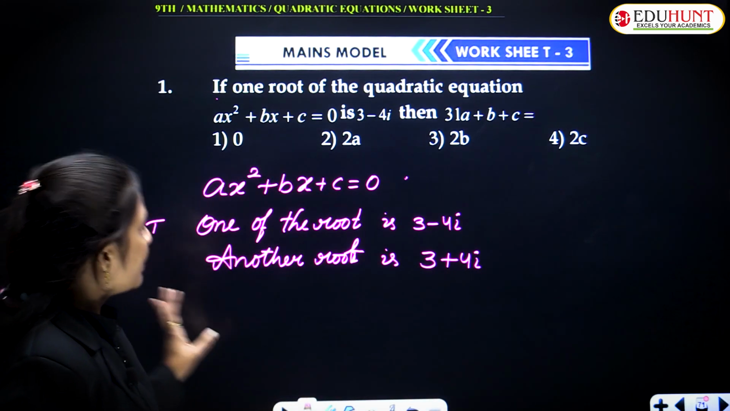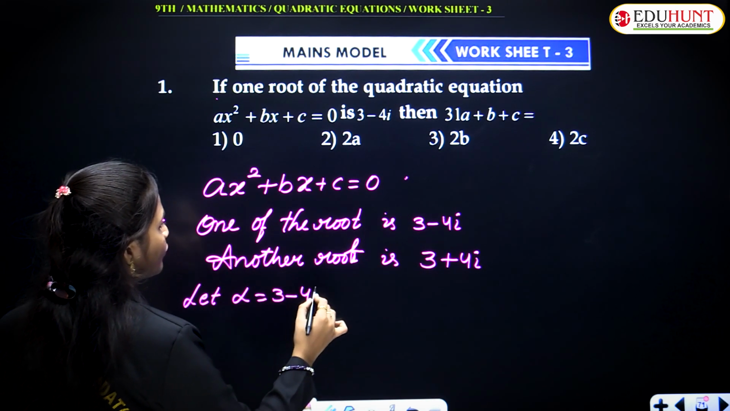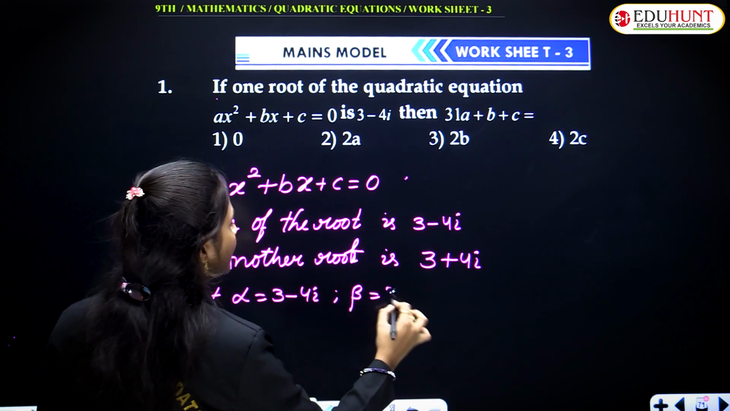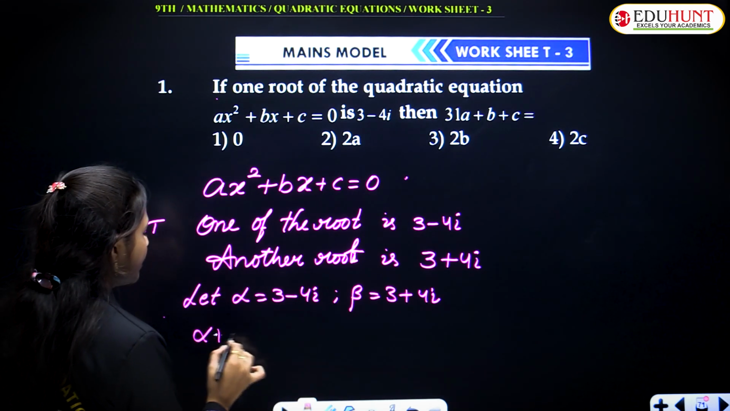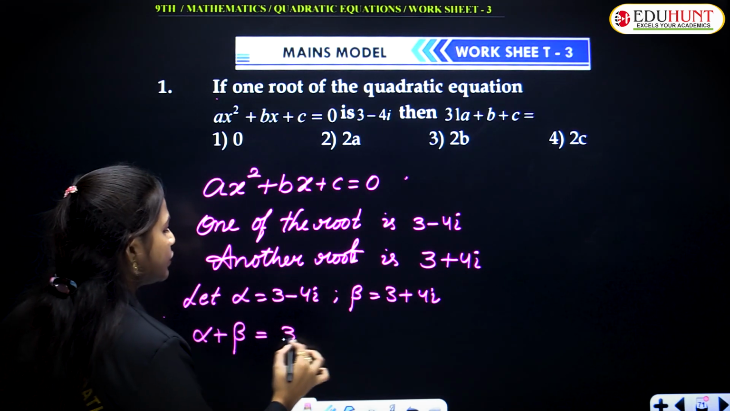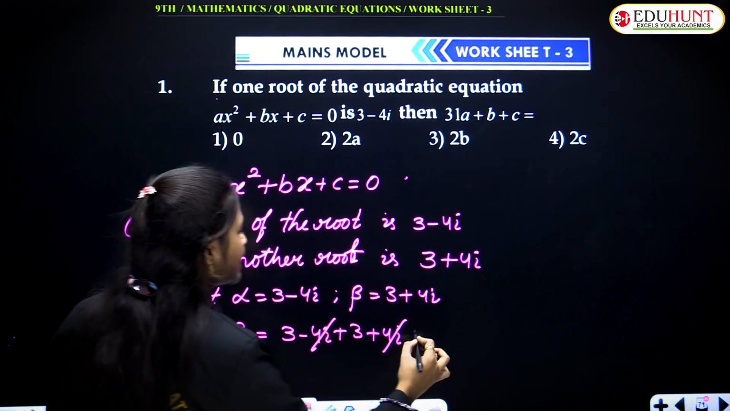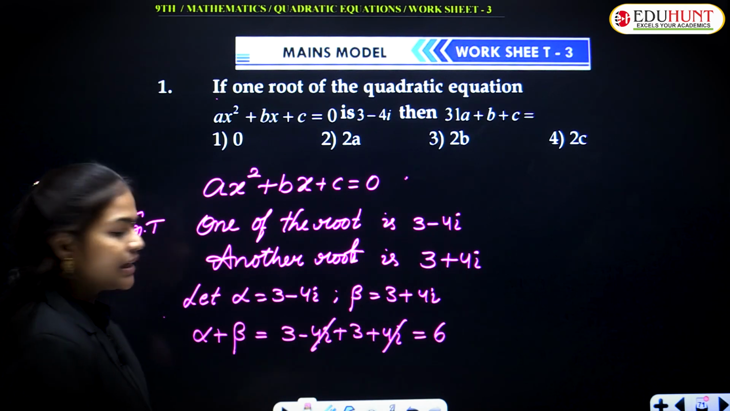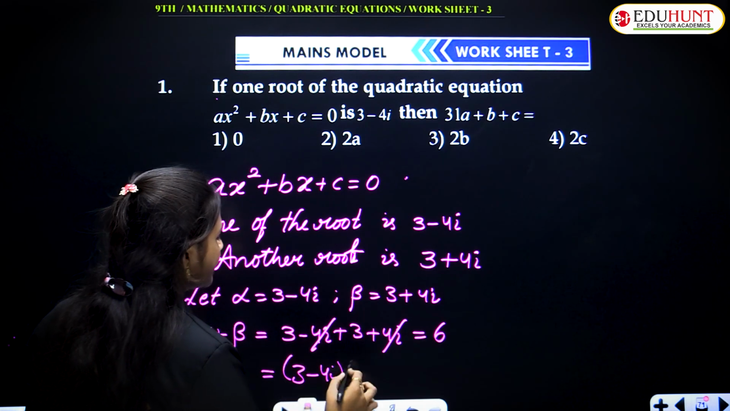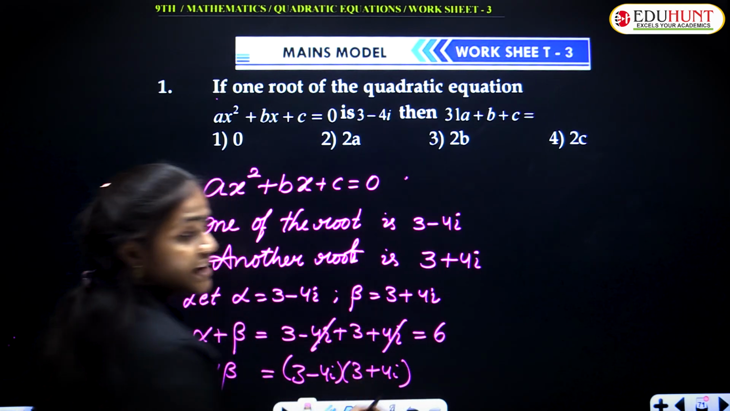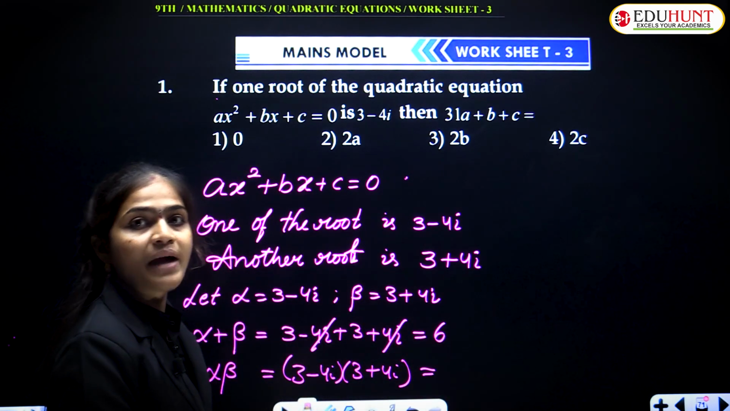Okay. So, here let alpha is equal to 3 minus 4i and beta is equal to 3 plus 4i. First find the sum of the roots. Sum of the roots is equal to 3 minus 4i plus 3 plus 4i. So, 4i and 4i get cancelled, which equals 6. Clear? Next, alpha beta. So, 3 minus 4i into 3 plus 4i. This is in the form of a plus b into a minus b, which is equal to a square minus b square.